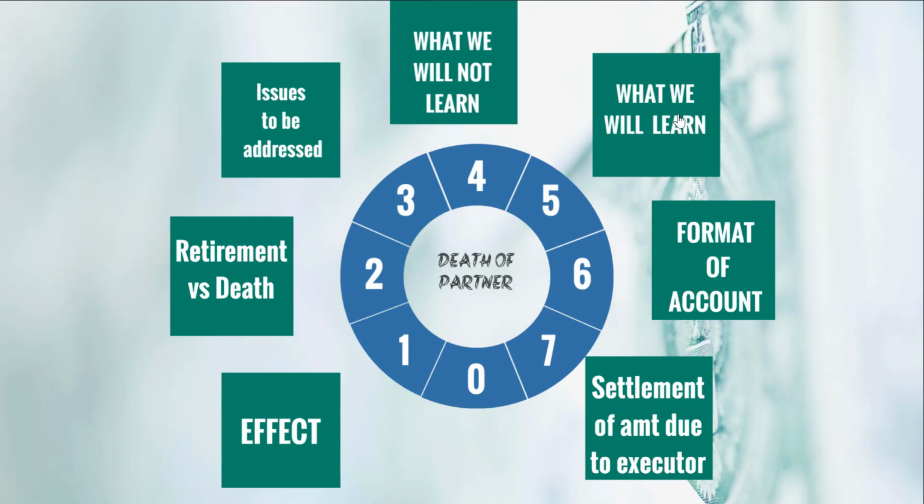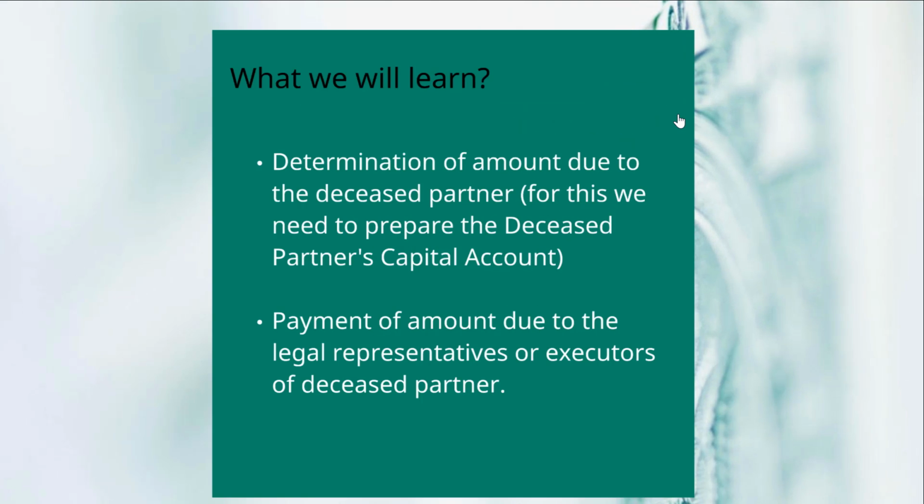What we will learn in this course. We will learn how to determine the amount which is due to the deceased partner. In order to get the amount which is due to or from the deceased partner, we need to prepare the deceased partner's capital account, which I will discuss in detail in the very next slide. On preparing the deceased partner's capital account, the balancing figure will be transferred to deceased partner's executor's account, and this is the amount which is due to the deceased partner. The second thing which we will learn is the journal entry for the payment of amount due to the legal representatives or the executors of the deceased partner. So these are the two items which we will learn in detail in this course.